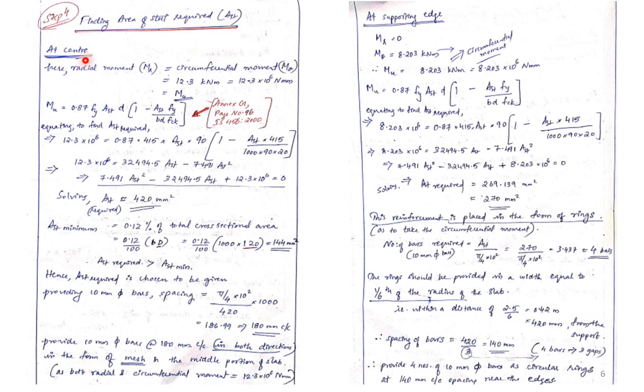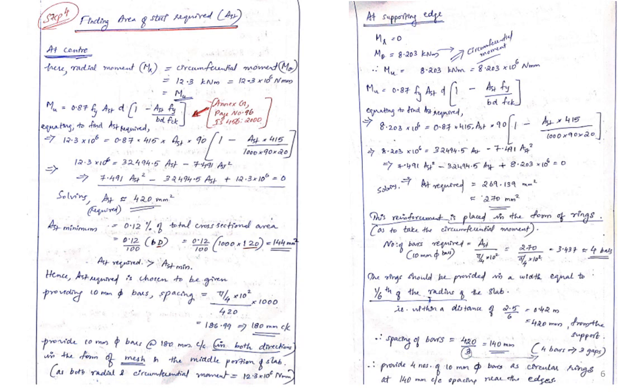So we have found the Ast required at the center. At the center, if you go for a radial and circumferential arrangement, it will cause congestion. So we have to give it as a mesh. So provide 10 mm diameter bars in the form of mesh in the middle portion of the slab, as both the radial and circumferential moments are 12.3. We have taken the higher value, so it is safe.